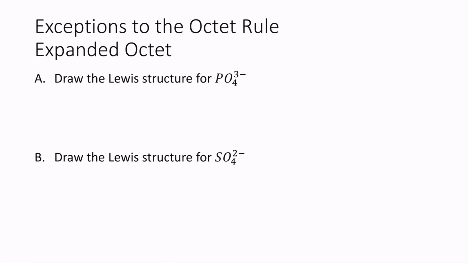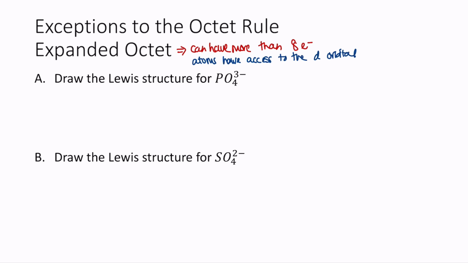Now we can also have an expanded octet, and this is where you can have more than 8 electrons around the atom. And this happens when atoms have access to the d orbitals. So on the periodic table, it's going to be period 3 and lower, because that's when the d orbitals are going to come into play.